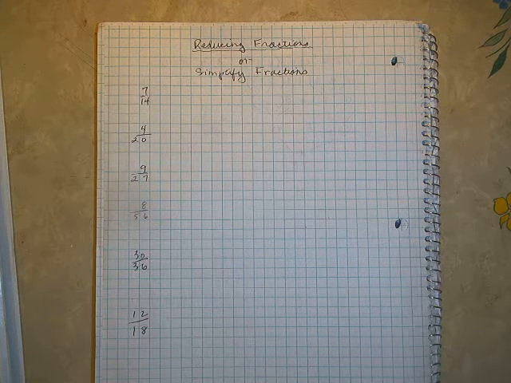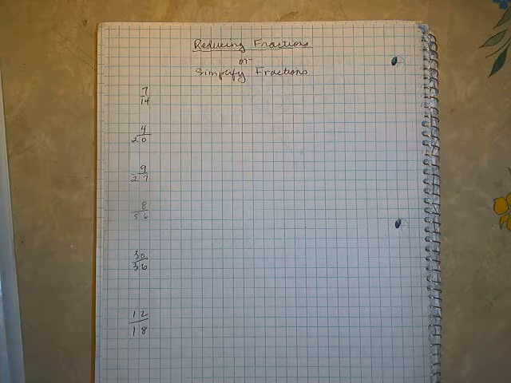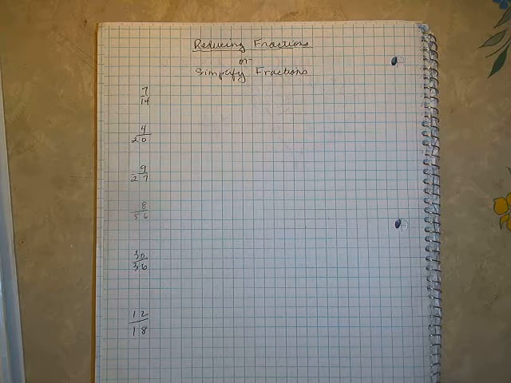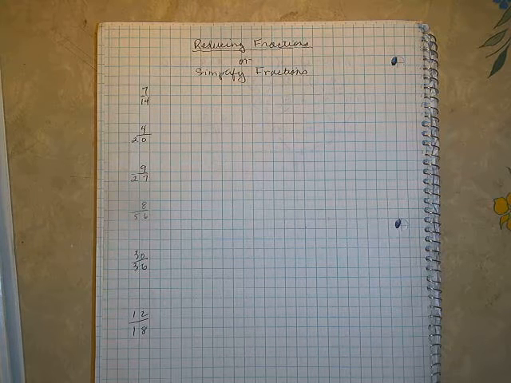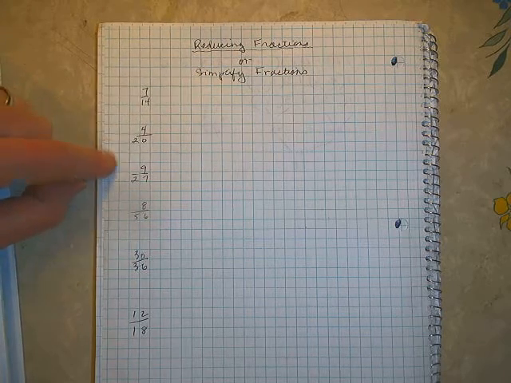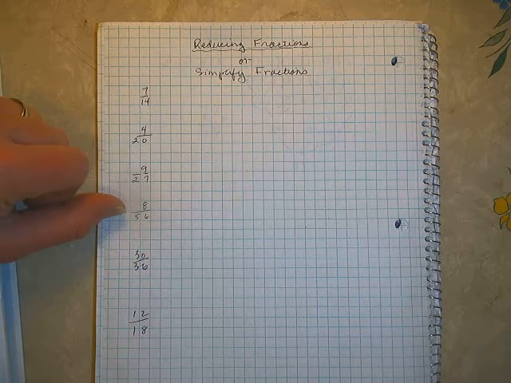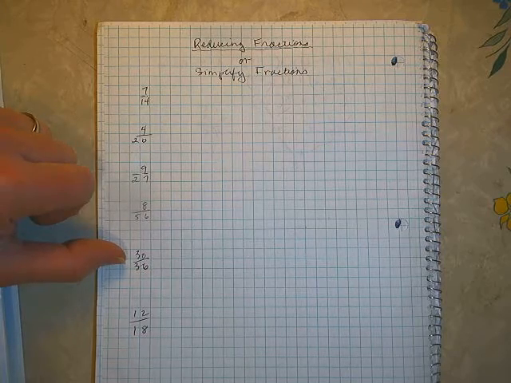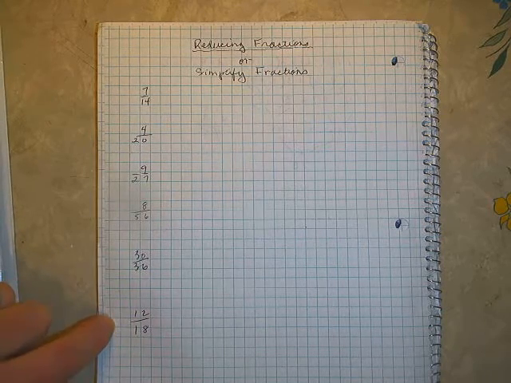Okay, today in our fractions lesson, we're going to be looking at reducing fractions, or it's also simplifying fractions. This is where your least common multiple and greatest common factor come in. This is where doing that work really helps. And so what I have here listed are some fractions. So I have 7/14ths, 4/20ths, 9/27ths, 8/56, 30/36, and 12/18ths.